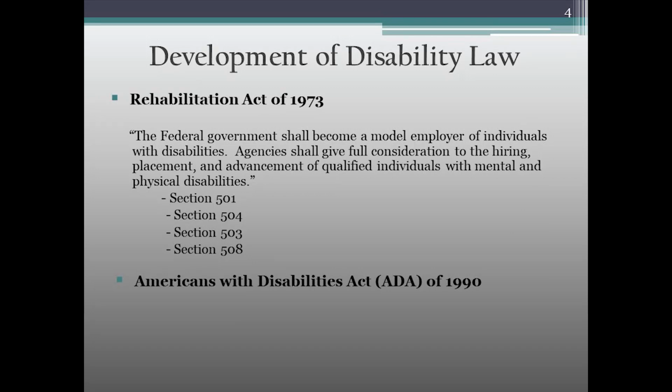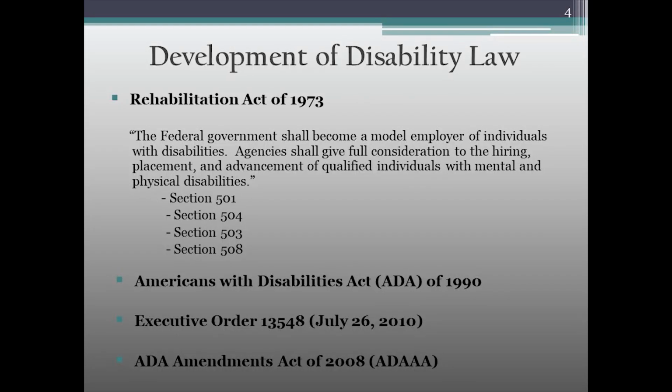The next is probably one of the biggest pieces of legislation for individuals with disabilities, and that was the Americans with Disabilities Act of 1990. Then we have an executive order that was passed in July of 2010 that really shaped how we are hiring, and increasing the hiring of, individuals with disabilities in the federal government. And then last, we will touch a little bit on the ADA Amendments Act of 2008, or ADAAA as a lot of people call it, which definitely reshaped the Rehabilitation Act for the federal government.